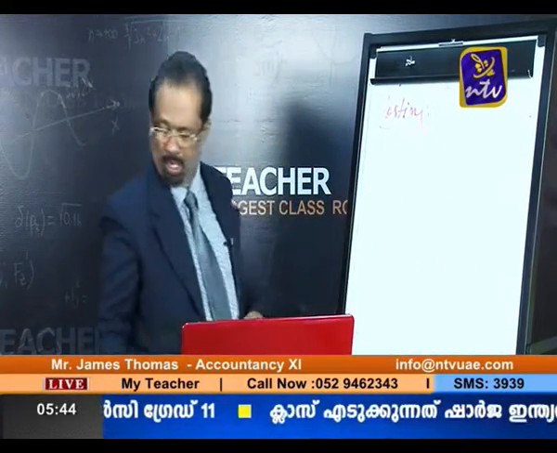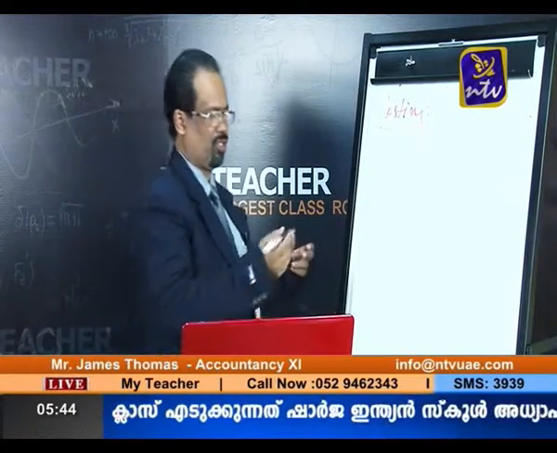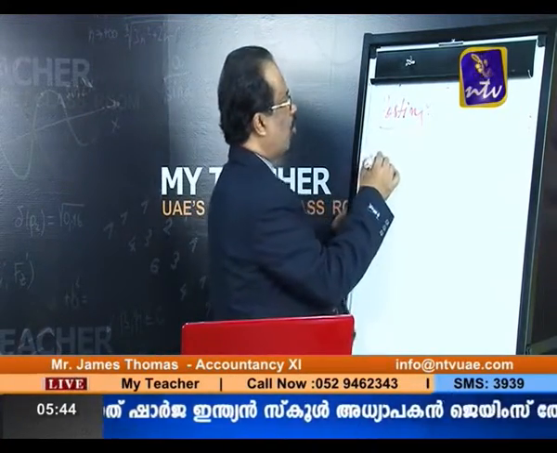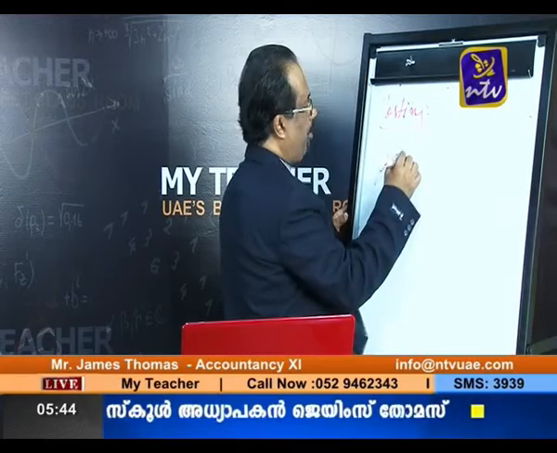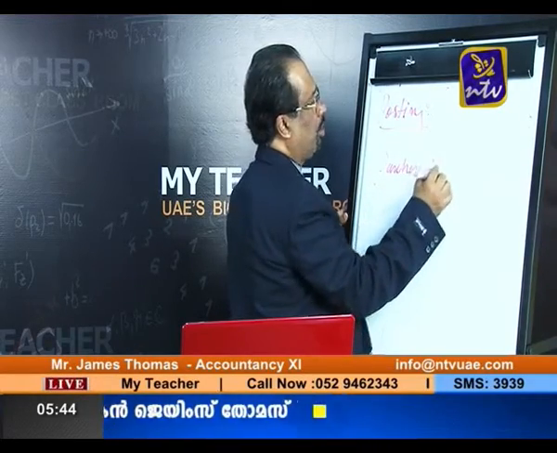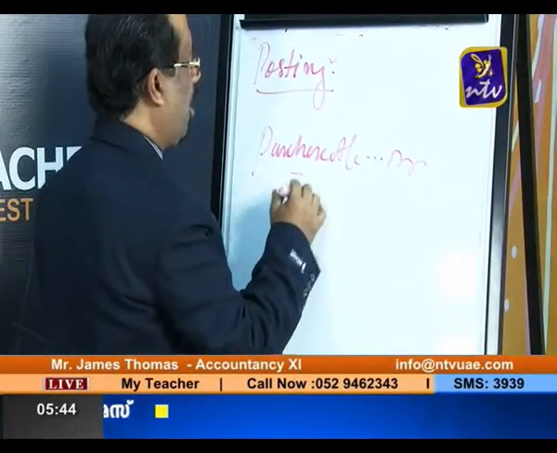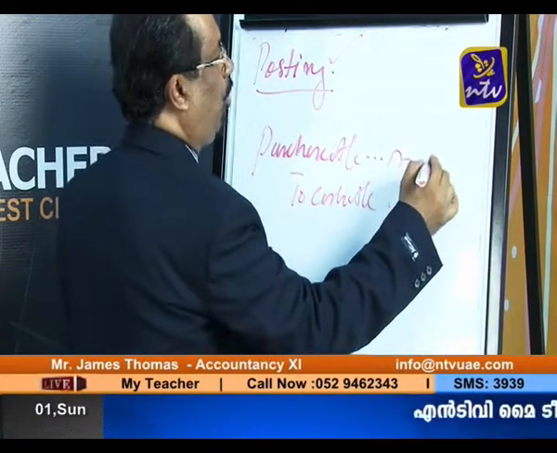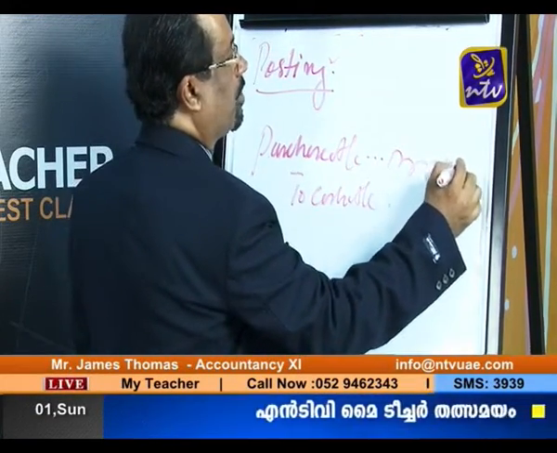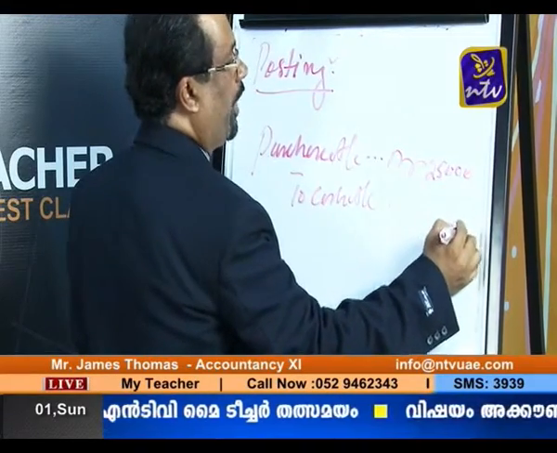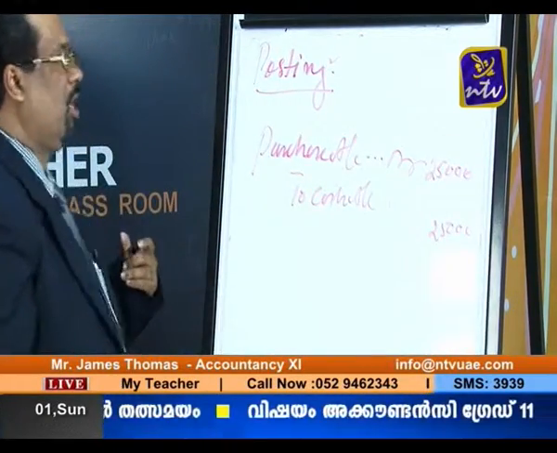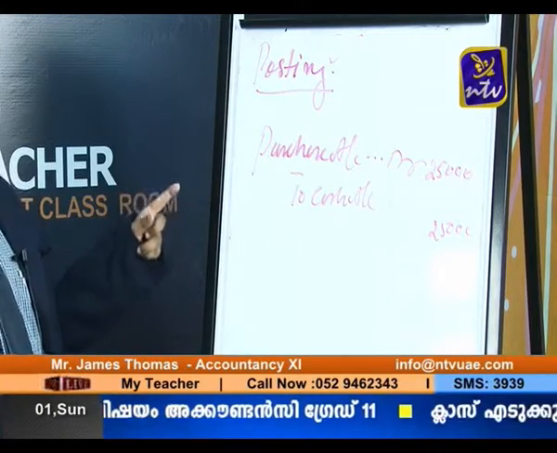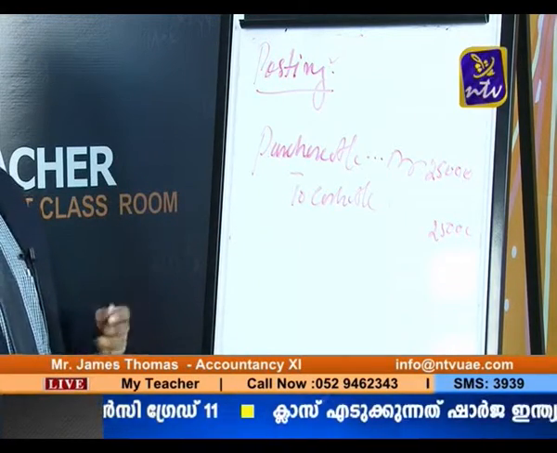Second example, purchased goods for cash. So what is the entry? Purchased goods for cash. So listen, purchase account debtor to cash account, that is 25,000. Here you can see two accounts are there. One is purchase account and one is cash account.